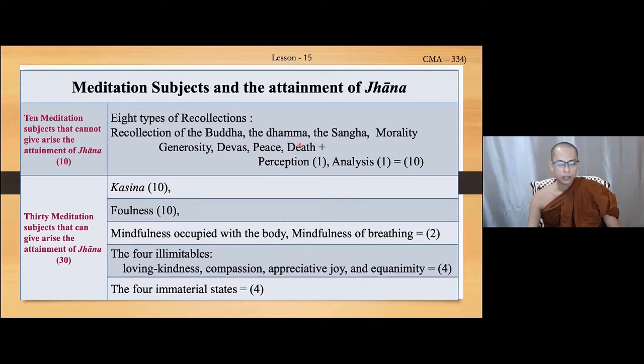This is the last moment of one's own life, that is death. So recollection of these 8 things are the meditation subjects that can only support the development of access concentration. One cannot attain the jhana level of concentration by practicing these 8. And another 2, the perception of loathsomeness in food and the analysis of the elements, also only support the attainment of access concentration. They are the 10 meditation subjects.